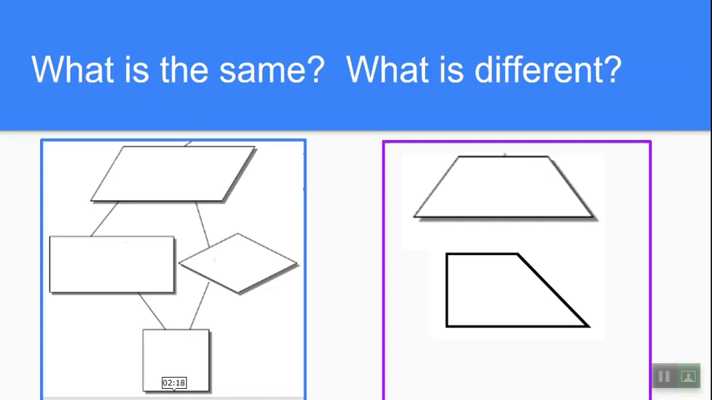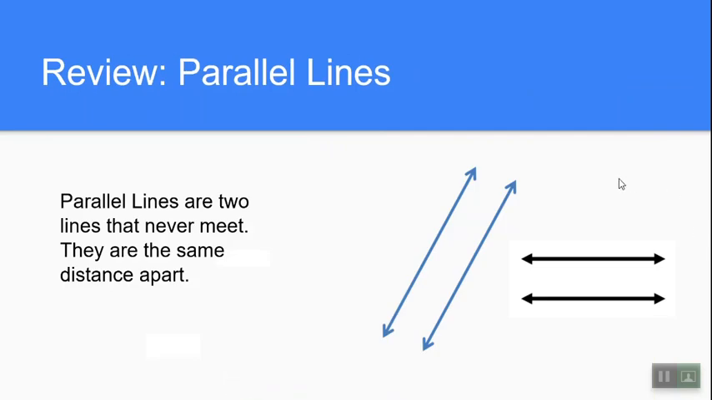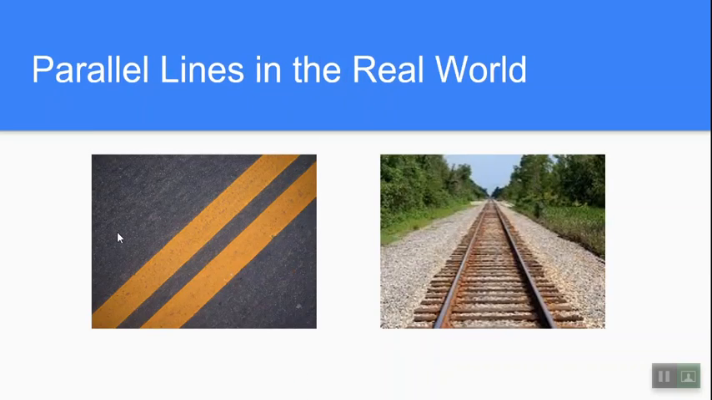But before we come back to the differences, let's review what a parallel line is. Parallel lines are 2 lines that never meet. They are a distance apart. Parallel lines go on and on and on forever. They are never intersecting. Remember, intersect does not mean to cross. So they will go on and on for infinity. That's parallel lines. You might see some parallel lines in the real world, like the yellow lines in the street for the cars not to cross. Parallel lines like a railroad track.